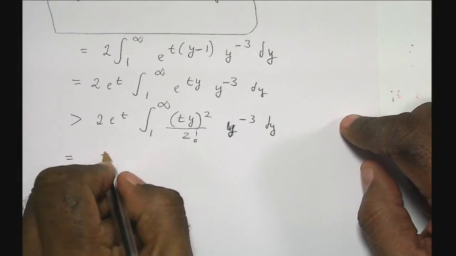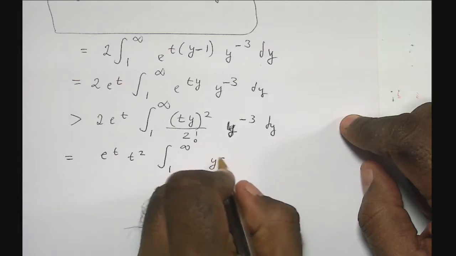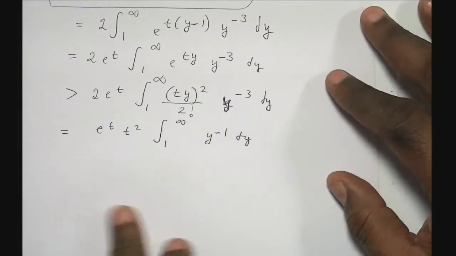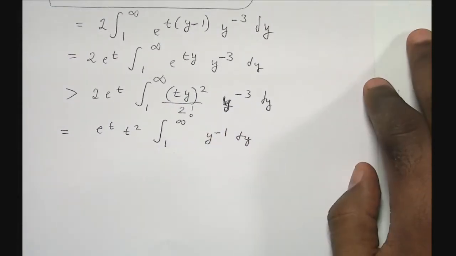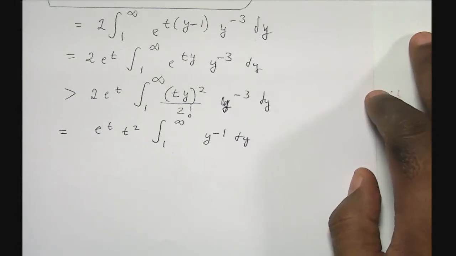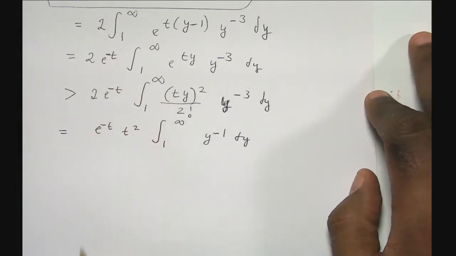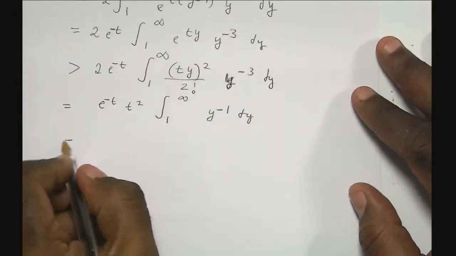So this is e to the t squared... No, plus. Why is it minus? Well, it's t times y minus 1, so it'd be ty minus t. Oh yeah, thank you. That doesn't change anything really.